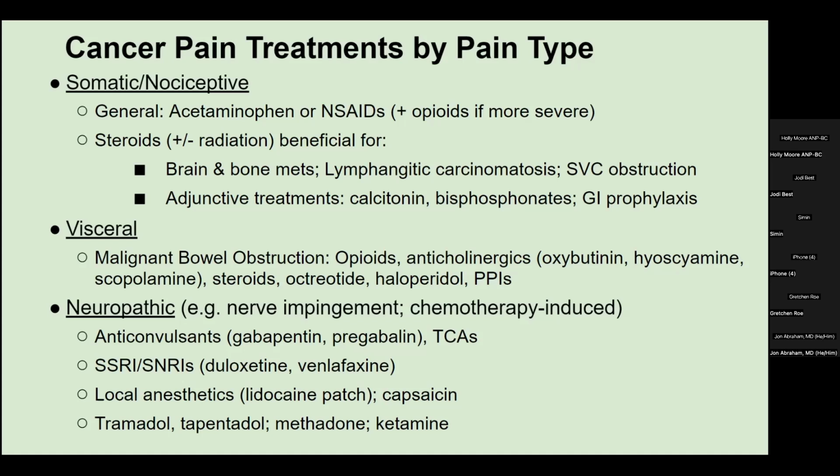Neuropathic pain, especially either due to nerve impingement from the tumor or due to chemotherapy. So consider anticonvulsants like gabapentin and pregabalin, tricyclic antidepressants, SSRIs, SNRIs like duloxetine, venlafaxine, local anesthetics. If the pain is localized and fairly superficial, then lidocaine patch may be helpful, and capsaicin also. Tramadol, tapentadol, methadone, and ketamine.